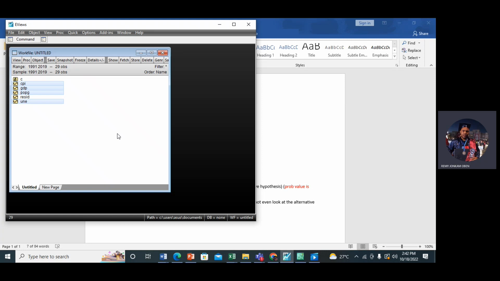Y equals beta 0 plus beta 1 x1 plus beta 2 x2 and so on, plus u, right? So that beta 0 is like the intercept or the constant. U at the end is the error term. So we can write out the regression equation.